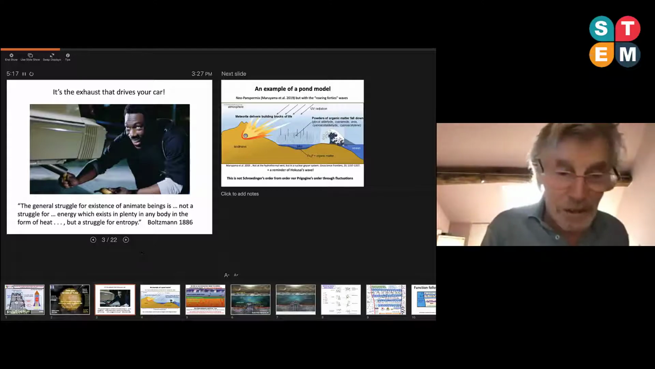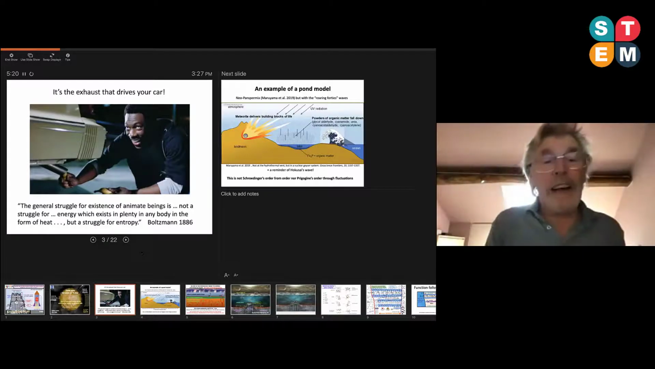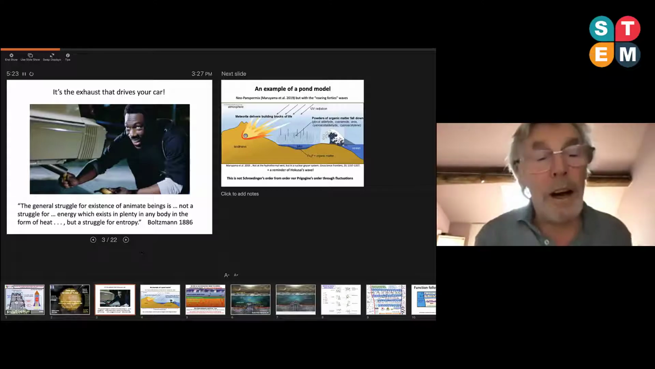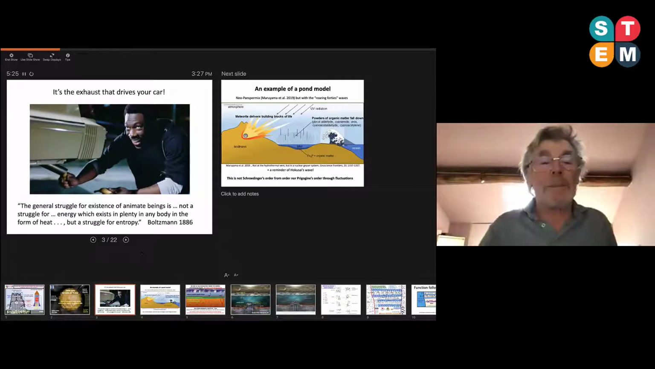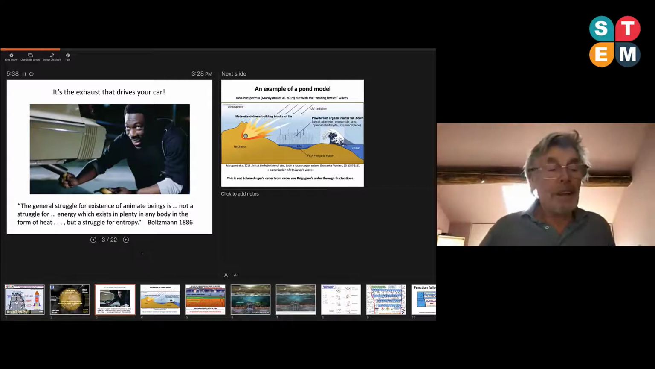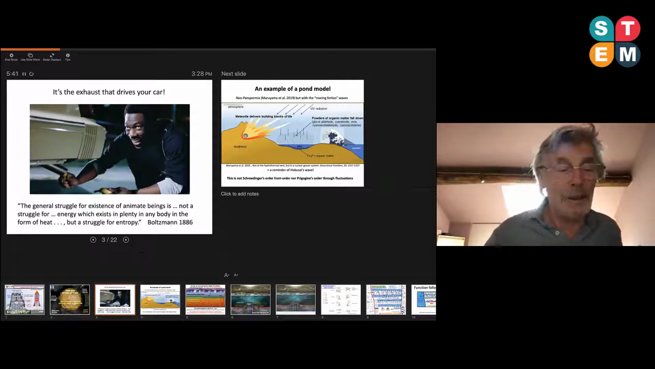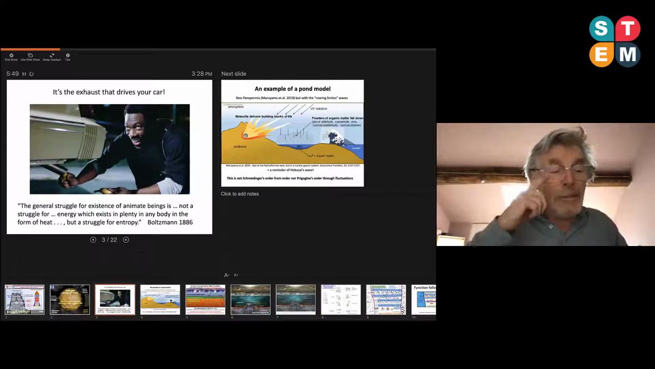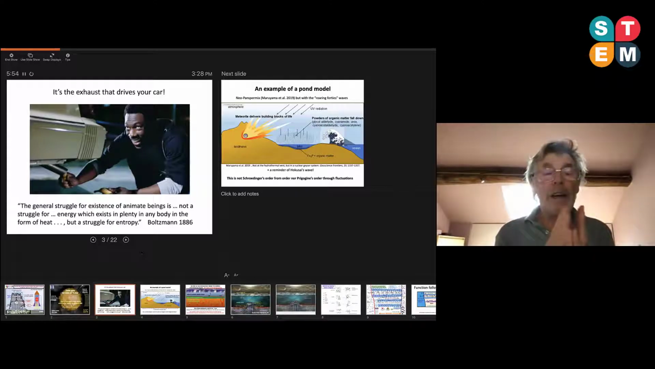It's the exhaust that drives the universe. It's the generation of entropy that drives everything. You are pulled towards the generation of entropy. And in doing so, you get these various disequilibrium systems, such as convection and life, that help to generate this entropy. And of course, we'll revert to Boltzmann's point, so beautifully put and hardly ever recognized, that the general struggle for existence of animate beings is not the struggle for energy, which exists in plenty in any body in the form of heat, but a struggle for entropy. That is low entropy, of course. You've got to have a low entropy site.